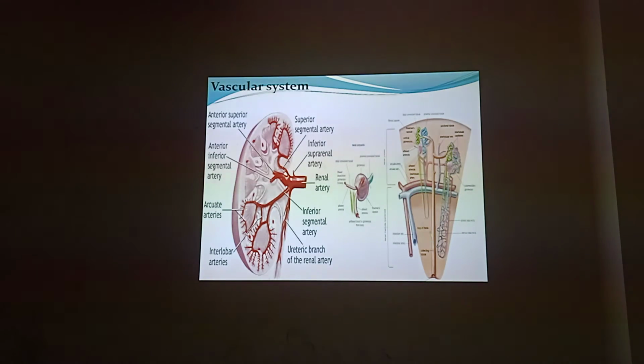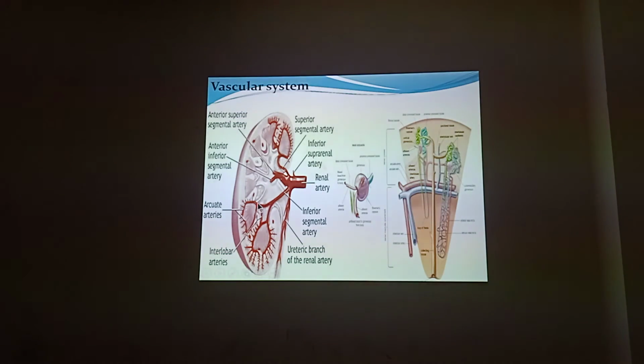Apical, antero-superior, antero-inferior, then inferior and posterior. These are the 5 renal segments, and so there are 5 segmental arteries. This segmental artery, when it runs in between the 2 renal pyramids, is known as the interlobar artery. Okay, here it is written interlobar artery because it is running in between the 2 renal lobes.